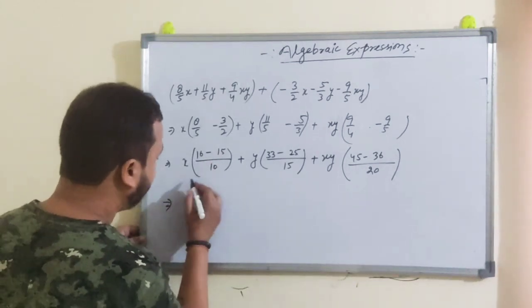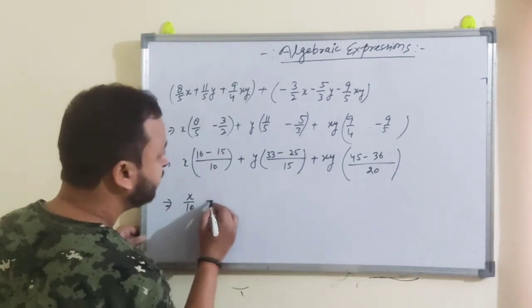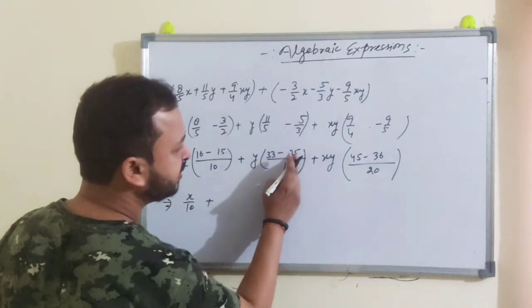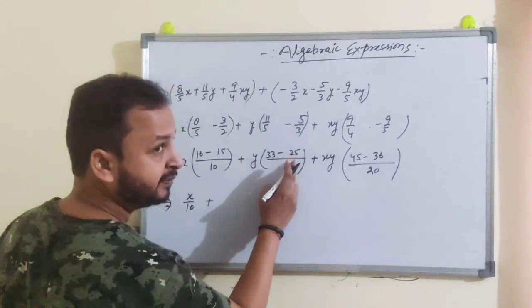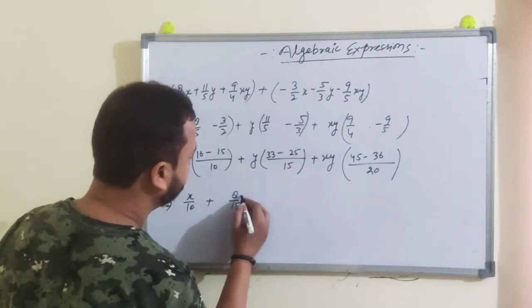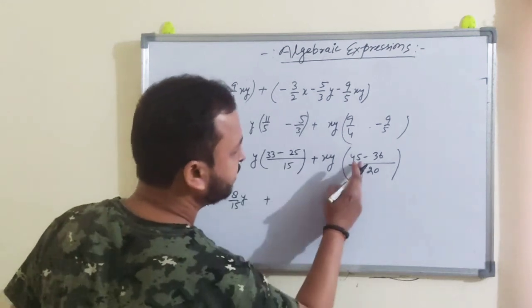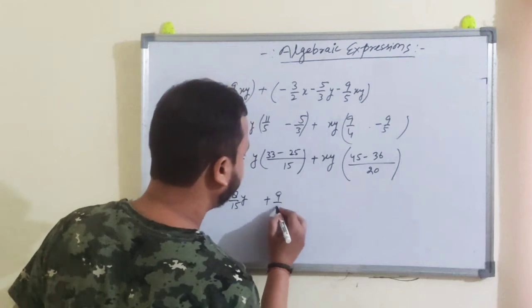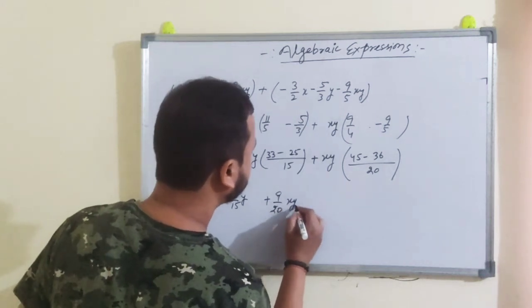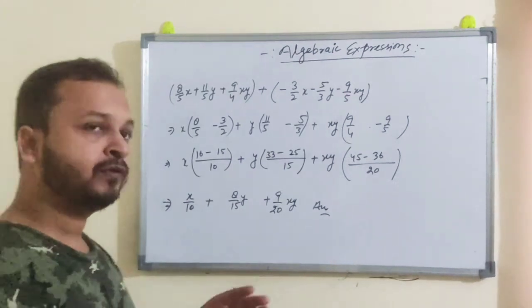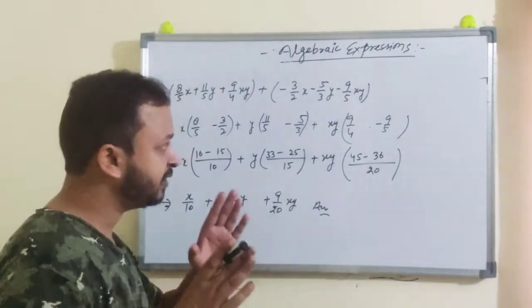Here 1 is left, so x by 10 plus here 8, 13 minus 5, that is 8, so 8 by 15 y plus here 9, 4 fives are 20, 9 by 20 xy, and that is your answer. So this way you have to add, and this way also you have to subtract, right?